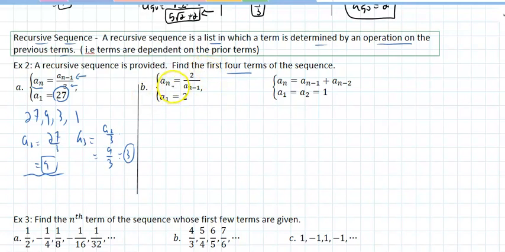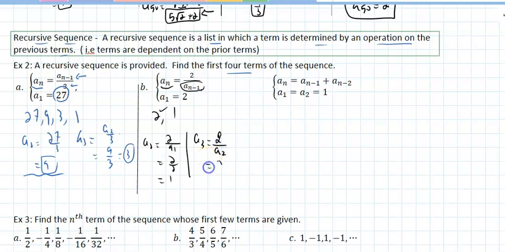Well, here again, to find any term, take 2 divided by the previous term. The first term is a 2. The second term, take 2 divided by a sub 1. That is 2 divided by the previous term. For a sub 3, take 2 and divide it by the previous term. That is 2 over 1, which is 2.